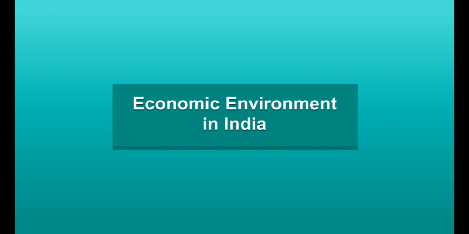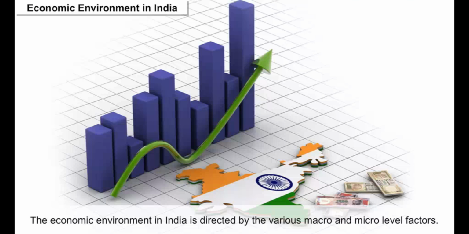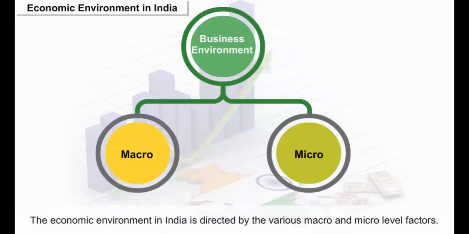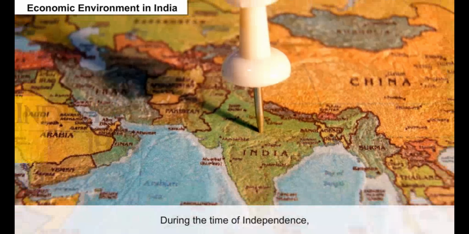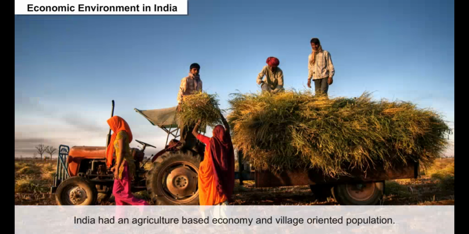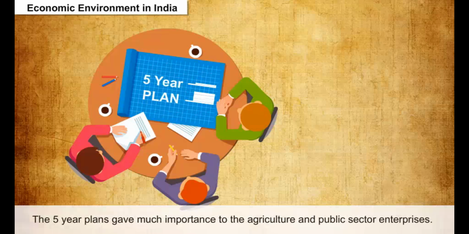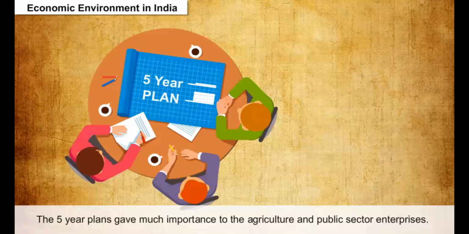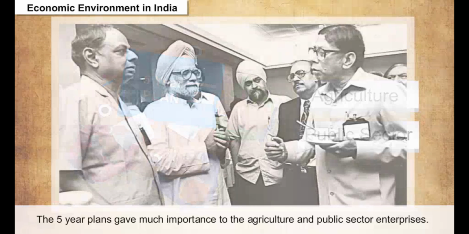Economic environment in India. The economic environment in India is directed by the various macro and micro level factors. These factors have a direct impact on the business and industry. During the time of independence, India had an agriculture-based economy and village-oriented population. The 5-year plans gave much importance to the agriculture and public sector enterprises.